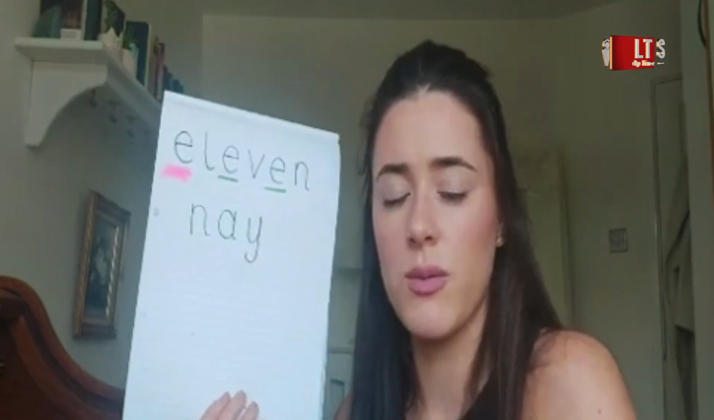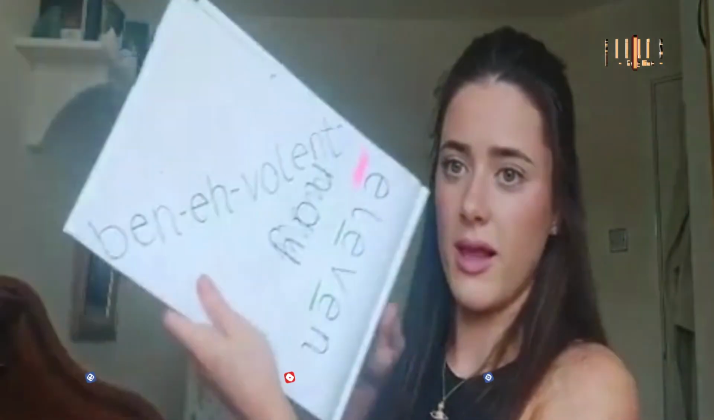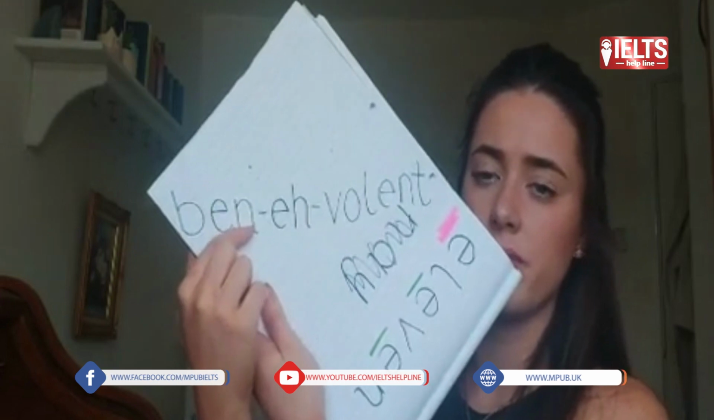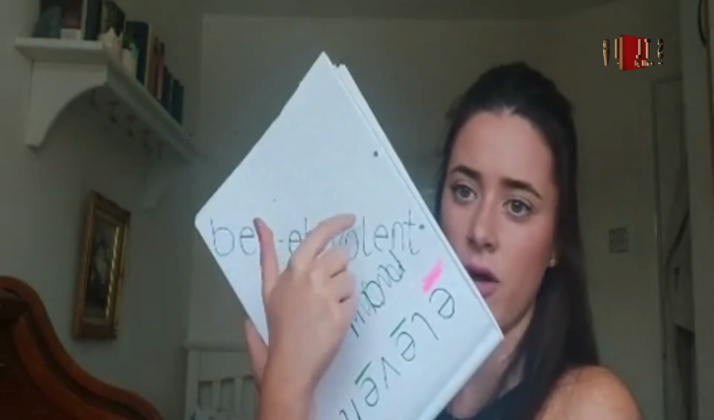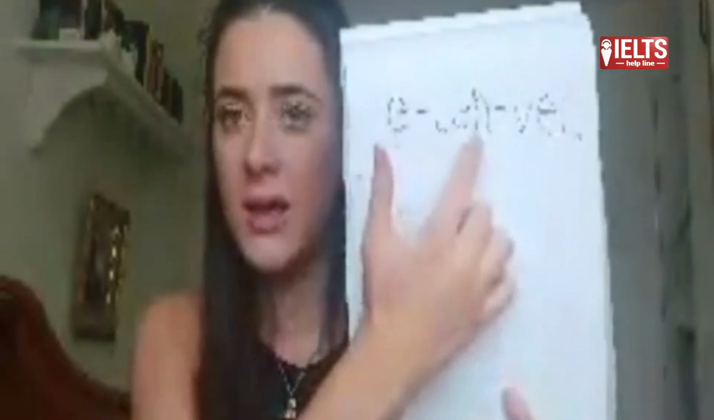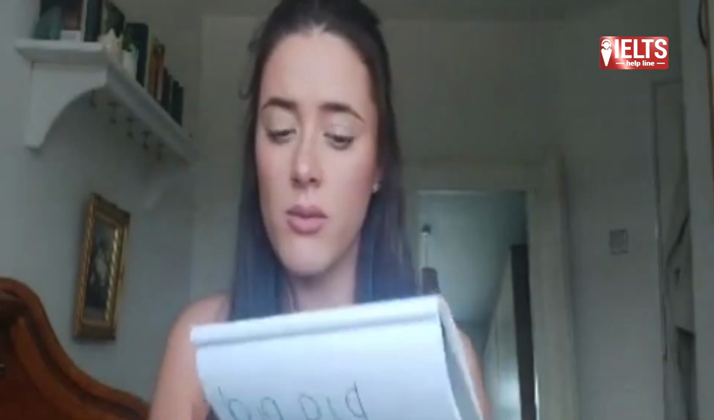This other one, we were talking about benevolent. Yeah, that's correct. Benevolent. So if I was going to spell it phonetically, I'd probably spell it like this. I don't know if you can see it. Benevolent, that E sound being the pink. Le, L-E-H. And then ven, eleven.